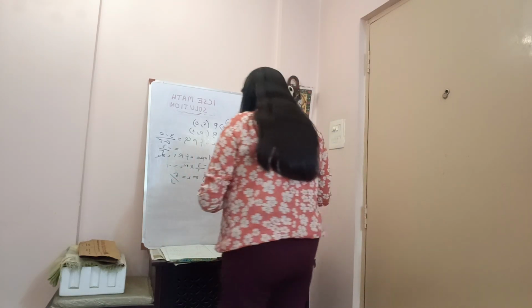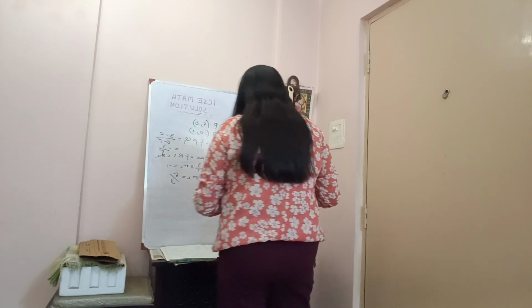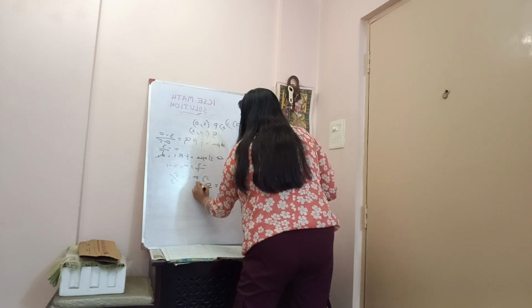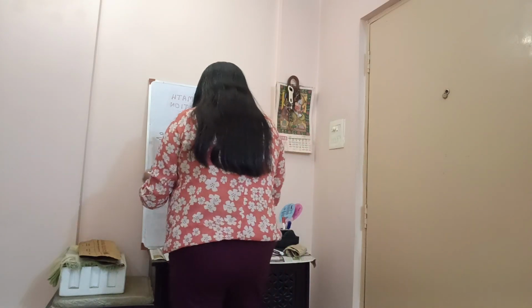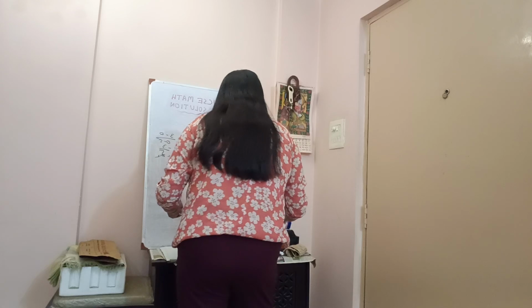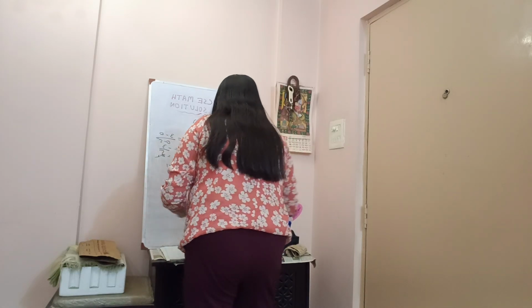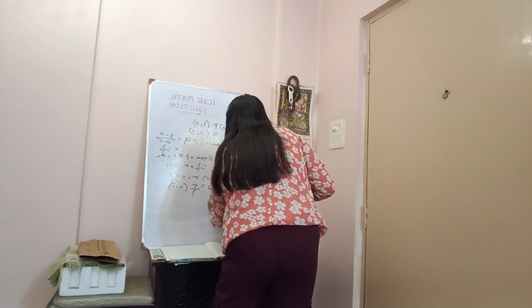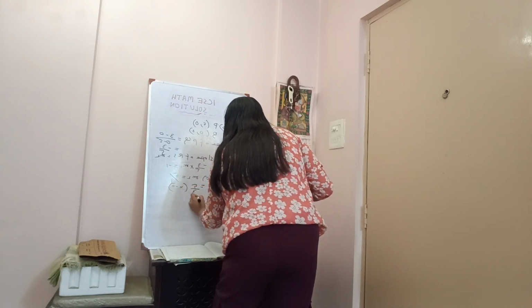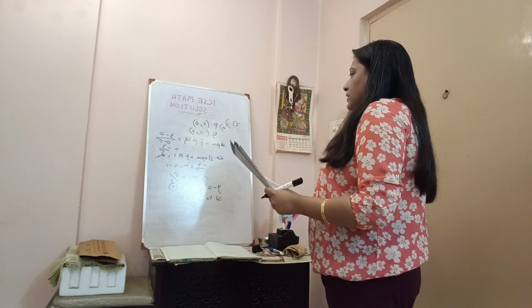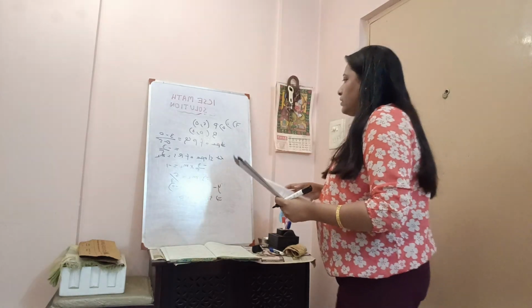So the equation of RS becomes y minus 0 equals 5 by 3 into (x minus 0). So it should be 5x minus 3y equals 0. So this is the answer: 5x minus 3y equals 0.